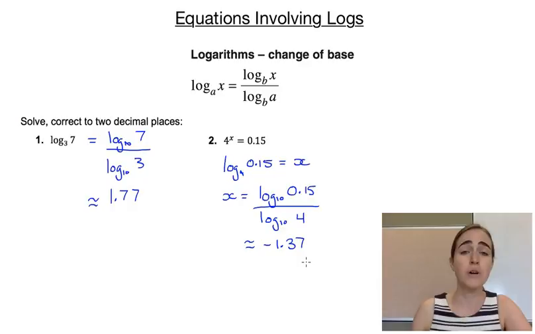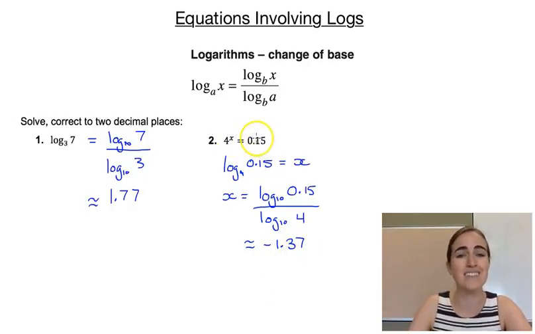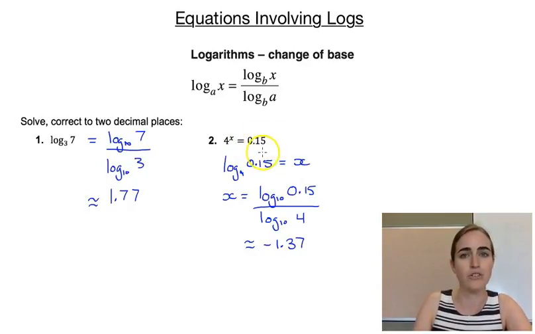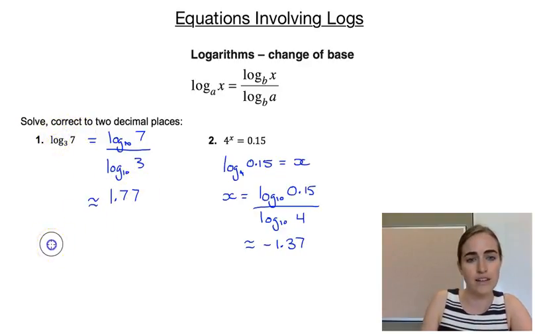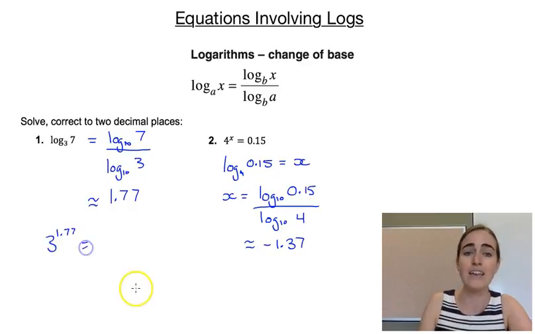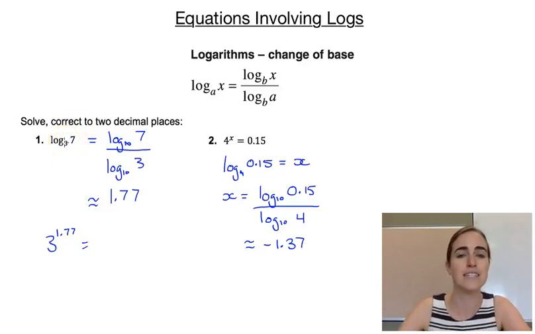And we can put that in our calculators and it'll give us an approximation to two decimal places of minus 1.37. Now it's always a good idea when you're doing these to double check that that answer works. So we're going to put this minus 1.37 up in here and we should get an answer that's about 0.15. Now because we rounded this answer, it won't give you the exact number, but as long as you're getting pretty close to it. You can do the same thing over here. You could write into your calculator 3 to the power of 1.77 and hit equals, and you should get an answer that's pretty close to 7. So always a good idea to check your answers.